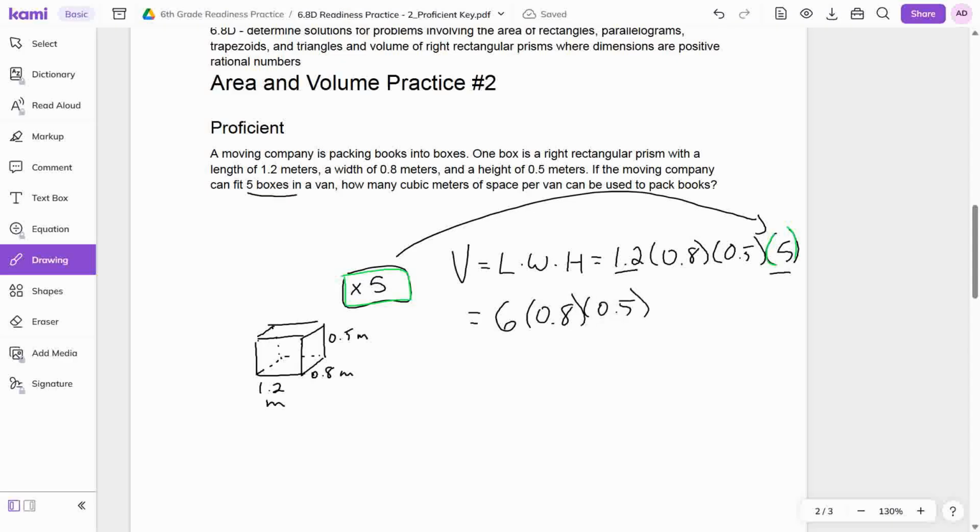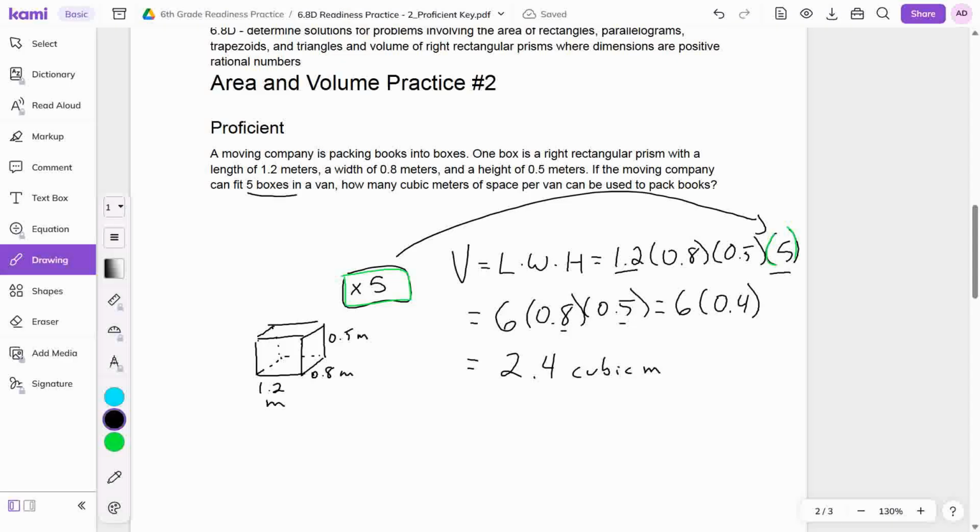Well, 8 times 5 is 40. And I have 2 digits behind the decimal there, the 8 and the 5, so I need 2 digits behind the decimal. That's going to be 6 times 0.40 or 0.4. And then I know 6 times 4 is 24, so 1 digit behind the decimal, 2.4. And then we will say these are cubic meters. And that is how much space we have for boxes in the van.